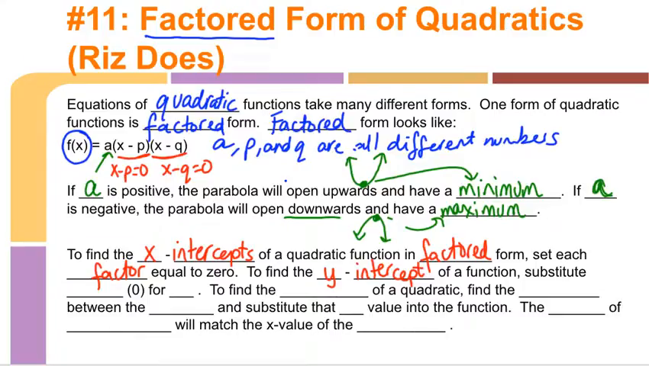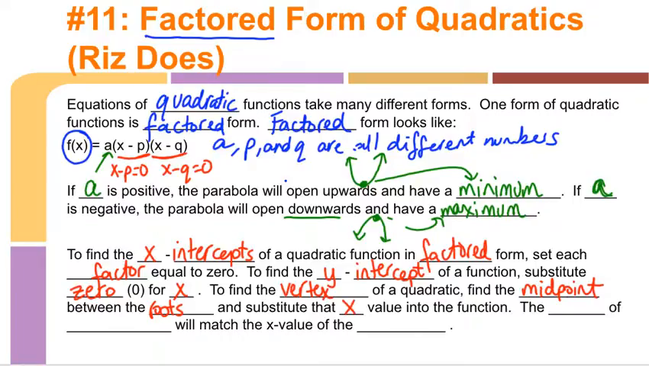To find the y-intercept of a function, you're going to substitute 0 for x. To find the vertex of a quadratic, remember that's just going to be at the midpoint. You find the midpoint between the roots, which remember that's the same word for x-intercepts, and substitute that x value into the function.